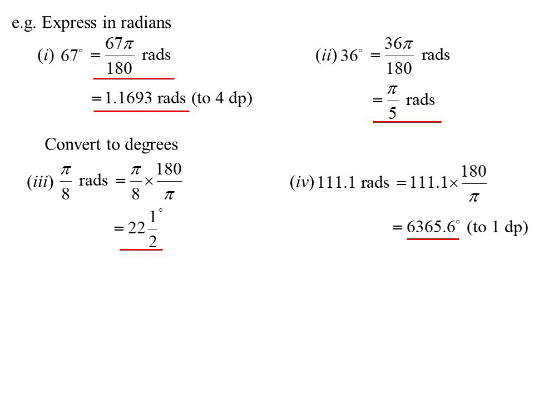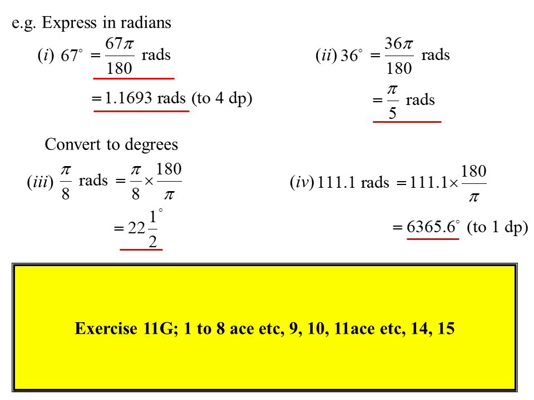And that's actually, wow. Again, illustrating how big a radian is. 111 radians actually comes out to be 6,365.6 degrees. They are quite large. Okay, that's all we'll do to start off with today. 11G, which actually carries on, I think, from the chapter we were working on at the end of last term. So 11G now takes it into the trig ideas.